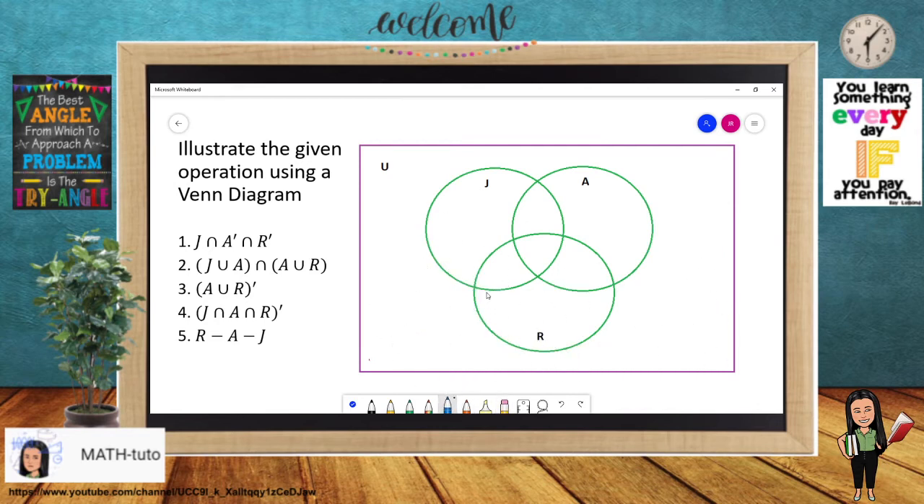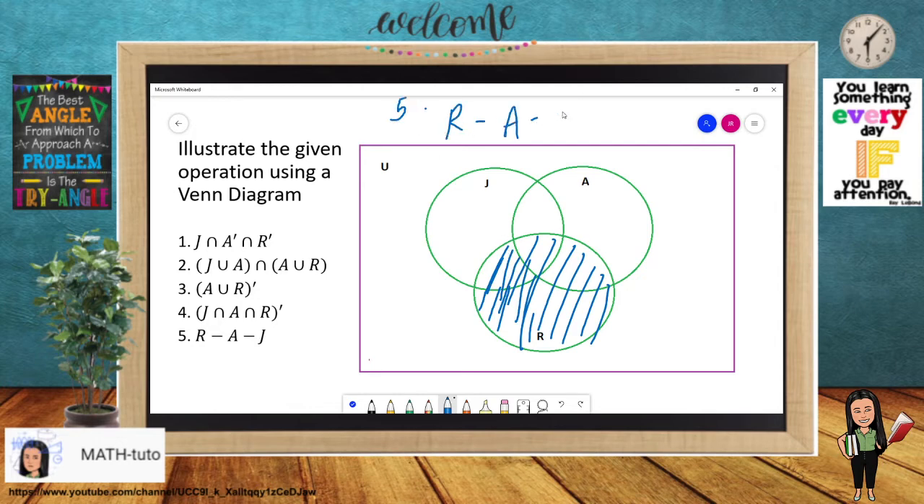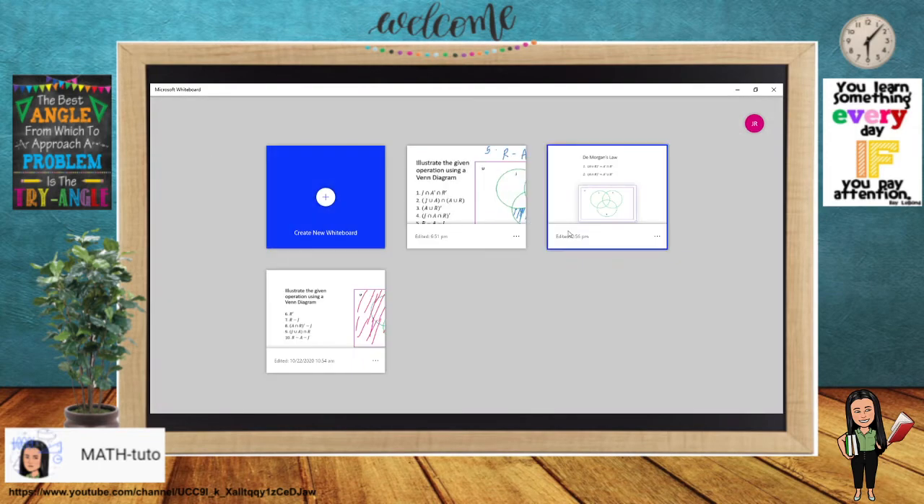Shade muna natin si R. Number 5 to, R minus A minus J. Okay, that's R minus A. Erase natin tong part na to. Minus J. Erase na din tong part na to. That is R minus A minus J. Okay, let's have a few more examples.